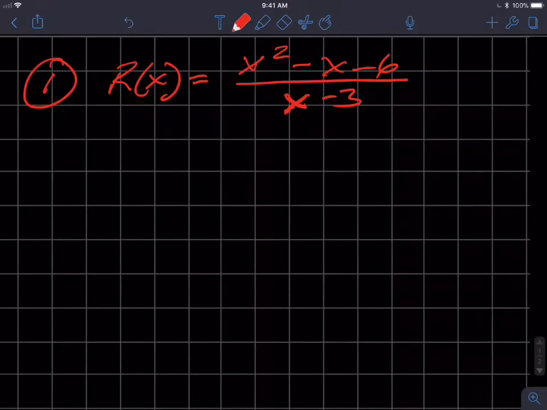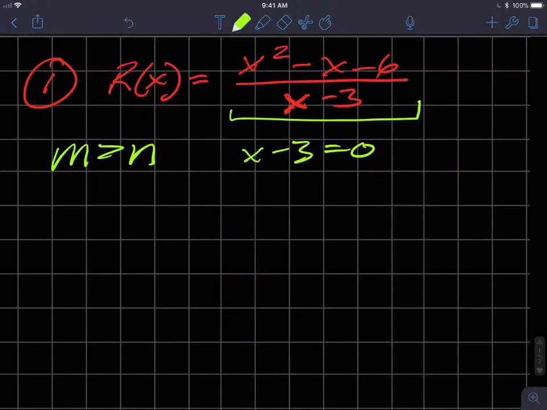So here's the first special case. And at first glance, this looks like just a rational function, and it's the situation where m is greater than n. So I can find out the vertical asymptotes by saying, well, x minus 3 equals 0. When does the denominator equal 0? And say that it occurs at x equals 3.